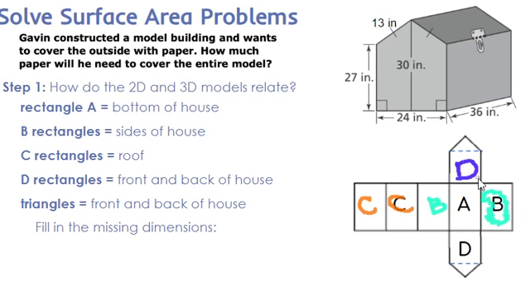So because I broke up the front and back of my house into a rectangle, the top part is going to be a triangle. And again, those are also going to be the same as well.